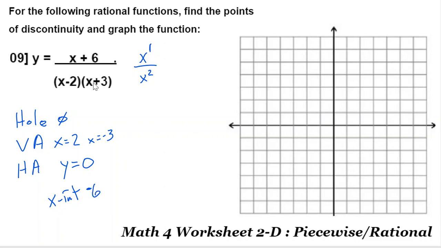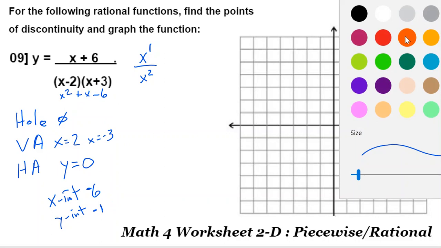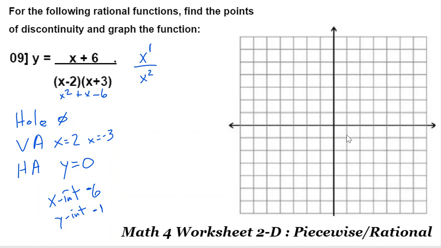And if I multiply this out, I get x squared plus x minus 6. So I'm going to have a y-intercept at 6 over -6, which is -1. So those are things that I need to know. Let's see now, vertical asymptote at 2 and -3.